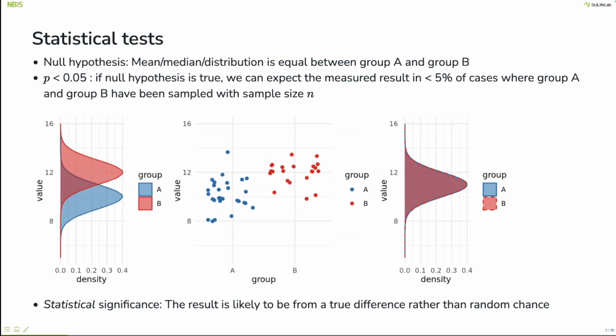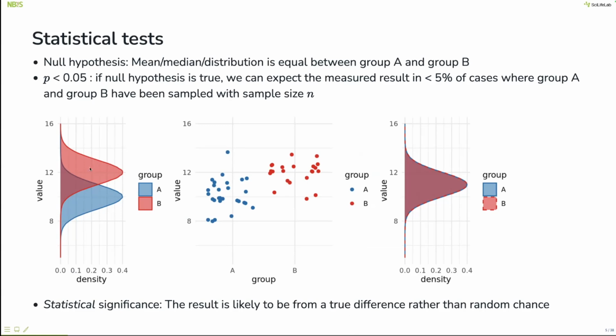So a reminder about the statistics. When we do a statistical test, we have some sort of null hypothesis, and this varies between methods. But in general, we try to see whether group A is equal to group B, and that can be in mean or median or distribution. And the p-value says that if the null hypothesis is true, we can expect the measured result or something more extreme in less than, in this case, 5% of cases when p is under 0.05, where we have sampled group A and B with the sample size that we have.